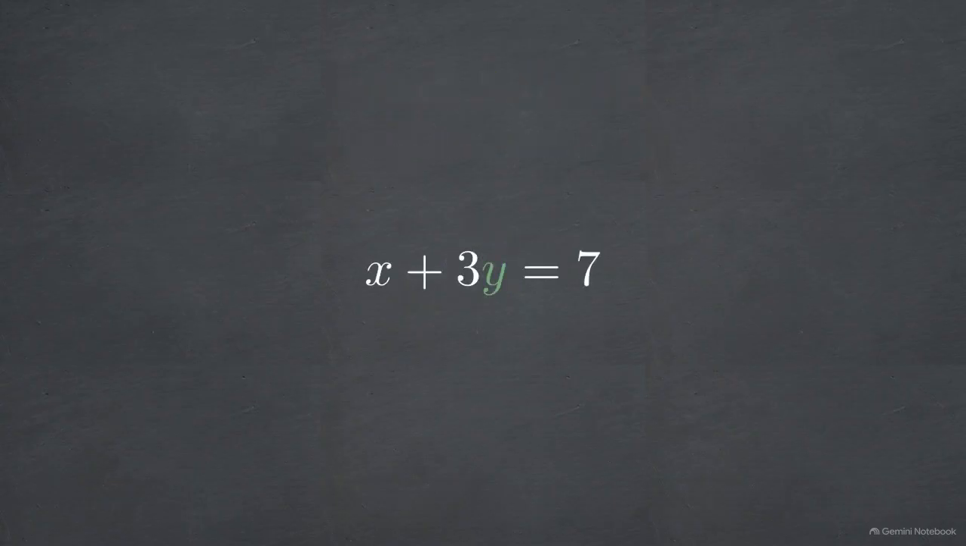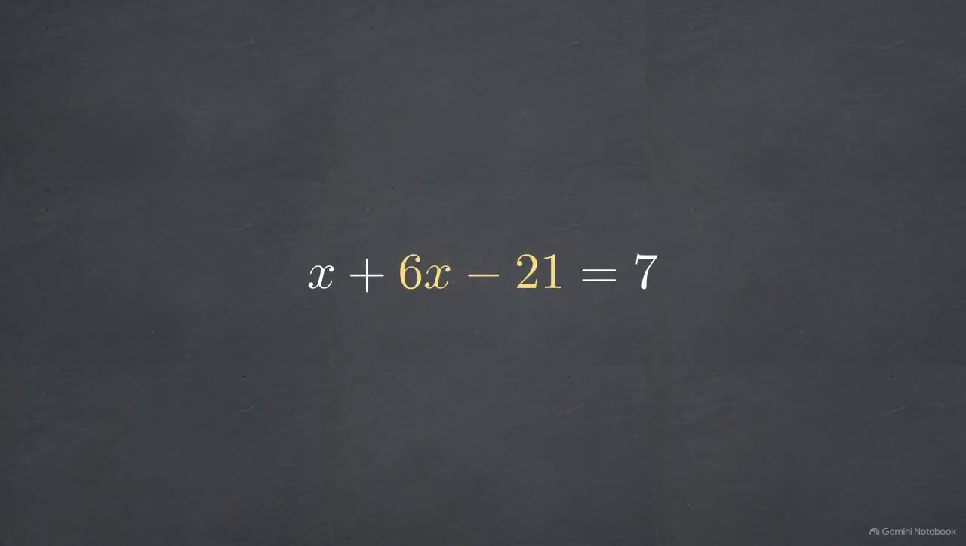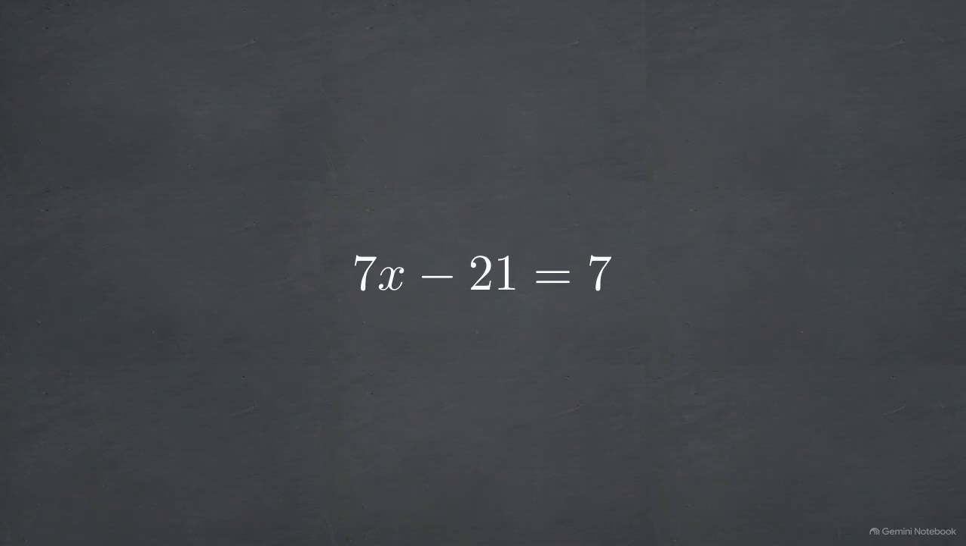Here is the work. We have x plus 3 times the quantity 2x minus 7 equals 7. We distribute the 3 to both terms inside the brackets, giving us x plus 6x minus 21 equals 7. Combining like terms gives us 7x minus 21 equals 7. We add 21 to both sides to get 7x equals 28, which means x equals 4.